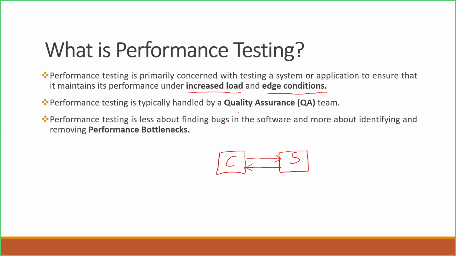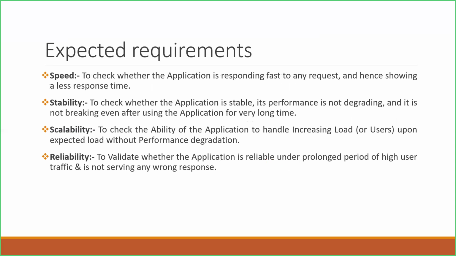Under this performance testing process, what are the edge conditions? We already discussed that. The four edge conditions are mainly speed, stability, scalability, and reliability. We already discussed this with the help of examples, but let me quickly recap. Speed here is in terms of response times. Speed is always measured in terms of response times.